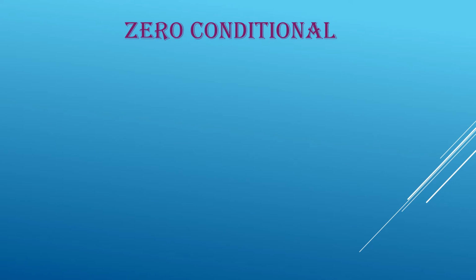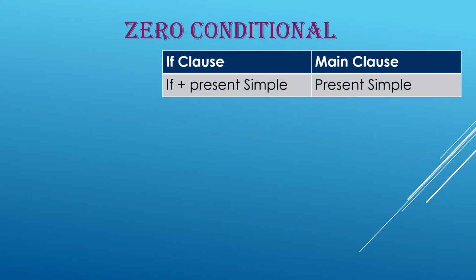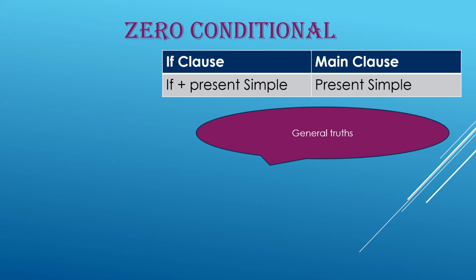First comes zero conditional sentences. In these conditionals, the if clause is in the simple present tense and the main clause is also in the simple present tense. And these zero conditional sentences are general truths.